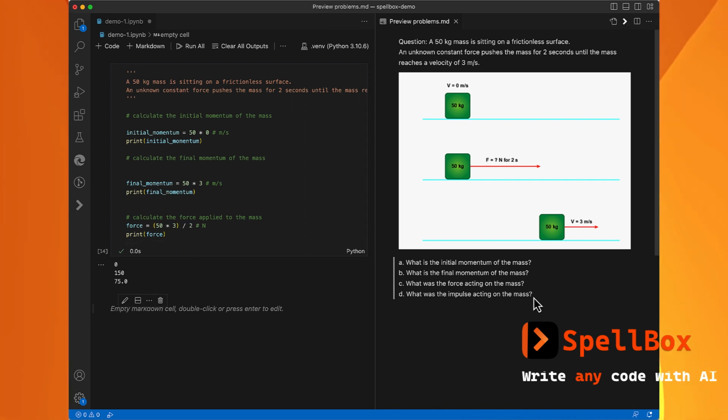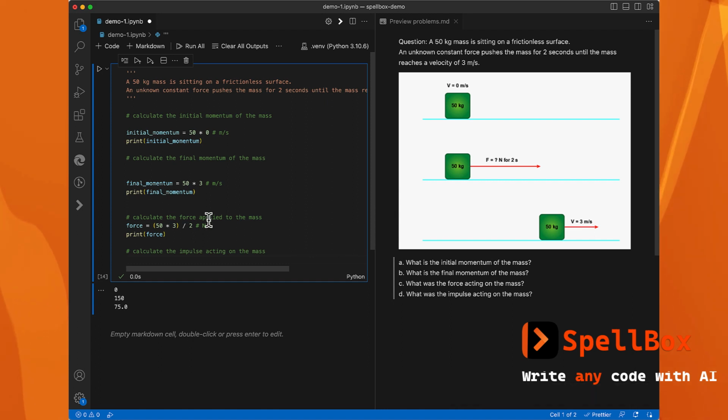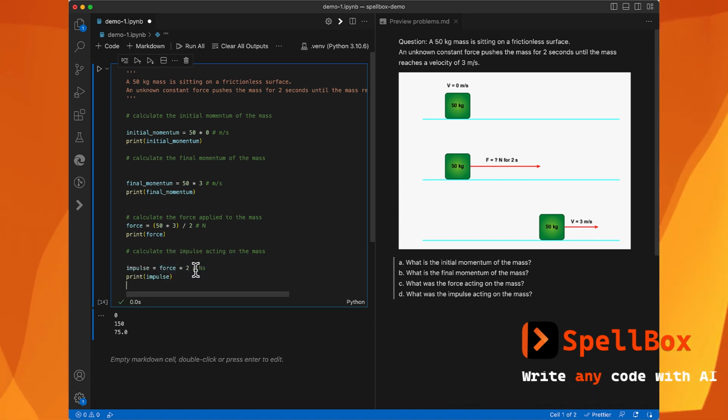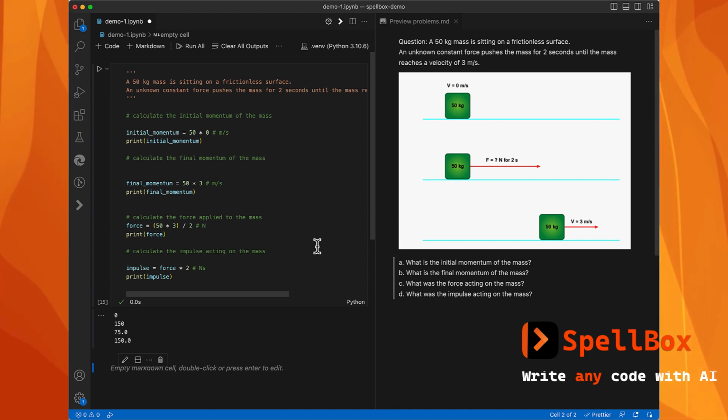And the last question is what's the impulse acting on the mass? So we can calculate it, and so we know that the impulse is simply the force multiplied by the time, like how long the force has been acting on it. So we can simply run it, and the impulse is 150 kilogram meter per second. So this is a really simple problem in physics that SpellBox can help you solve.